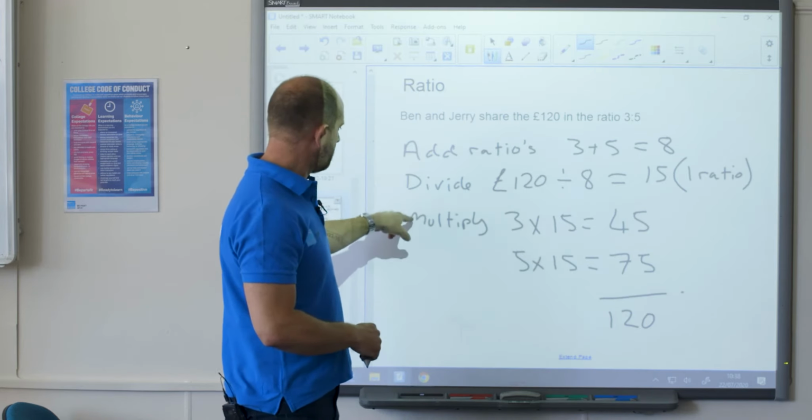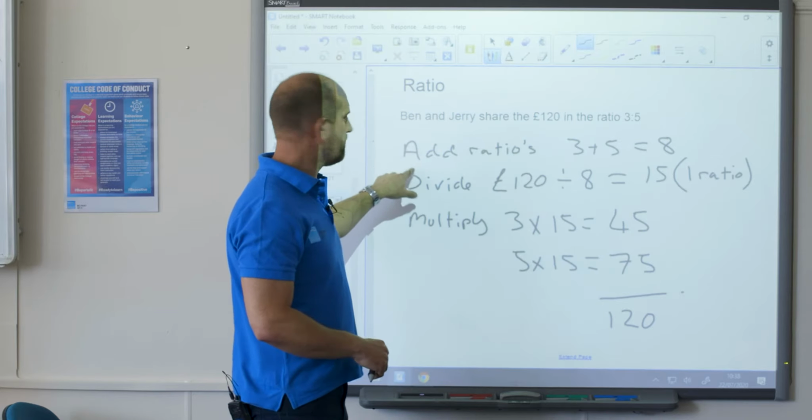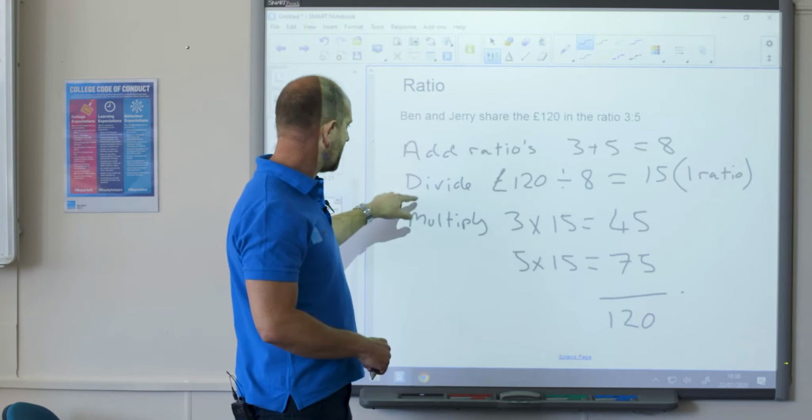Okay, add, divide and multiply. You can remember it, yeah, by the mnemonic ADAM, add, divide and multiply.